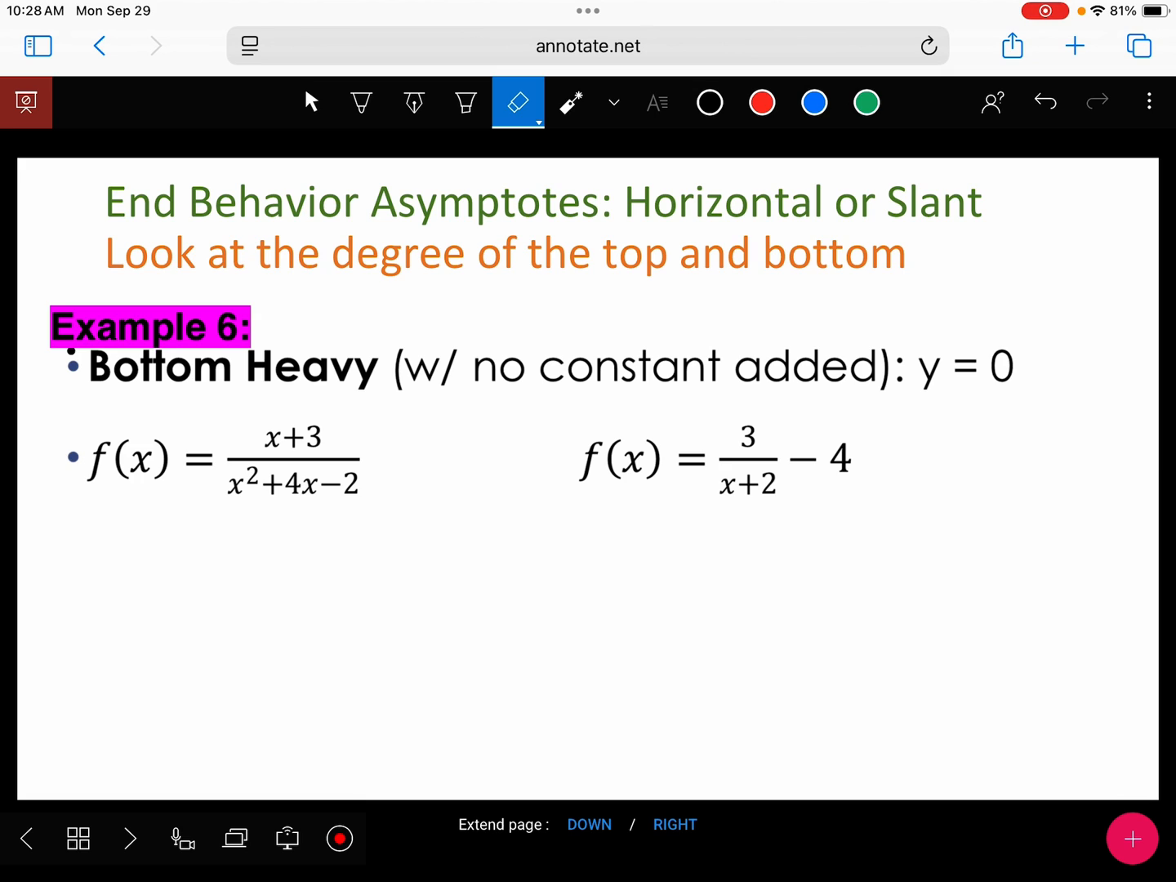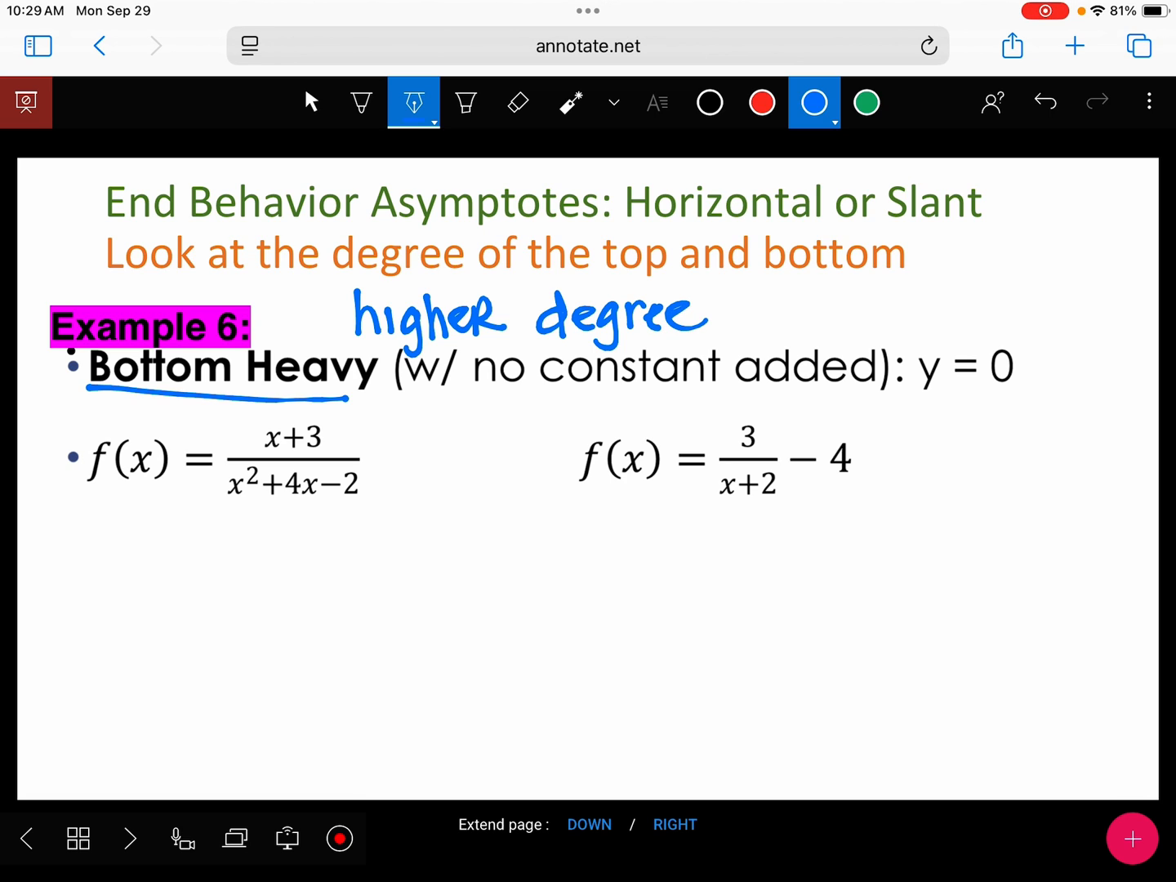The next one is bottom heavy. Now, bottom heavy is the easiest to find, because if you have a rational function where your degree is higher on the bottom. That's why it's called bottom heavy, because you have a higher degree in the denominator. So I'm going to write that: higher degree in denominator. Now, when that happens, we just know that our horizontal asymptote will be at y equals 0.